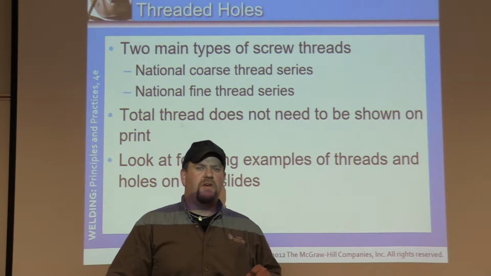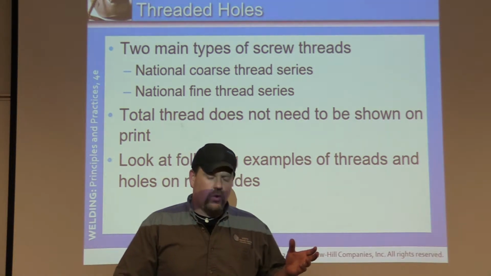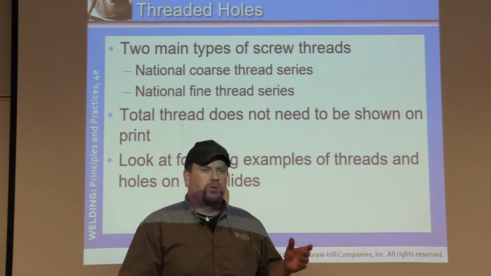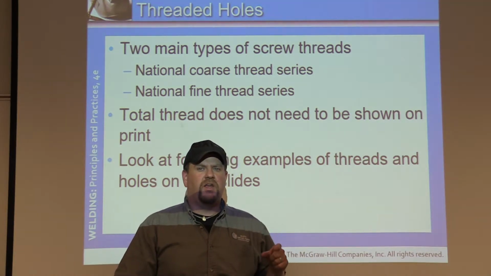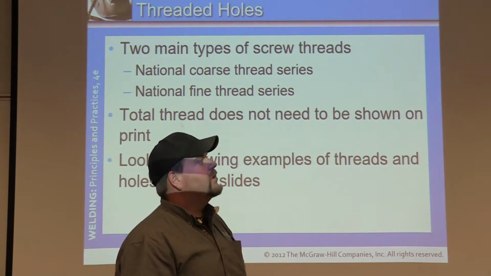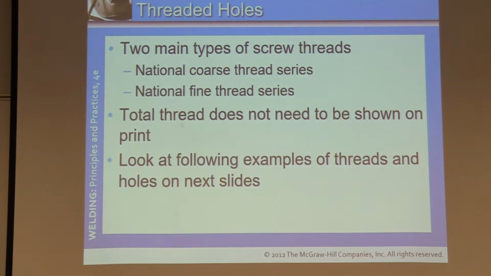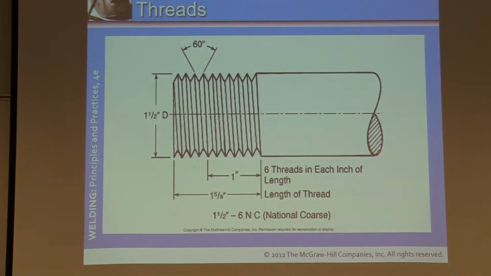So you might see a 1/2 inch by 20 thread count. Then you may see a 1/2 inch NPT. So NPT is what we refer to as a national pipe thread versus the normal bolt thread pattern. Okay? The total thread does not need to be shown on the print. So here's a good example. 60 degrees is included, so 30 degrees each side.